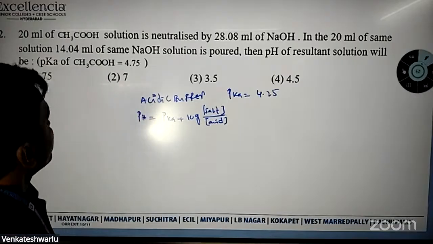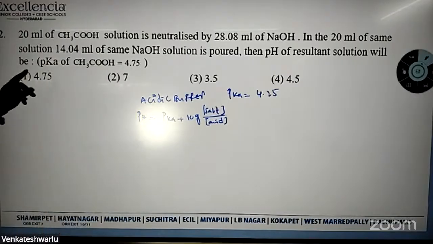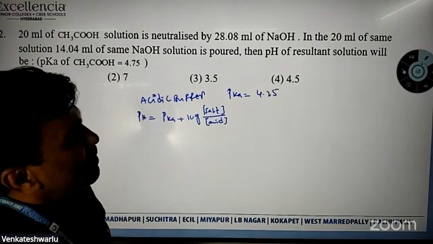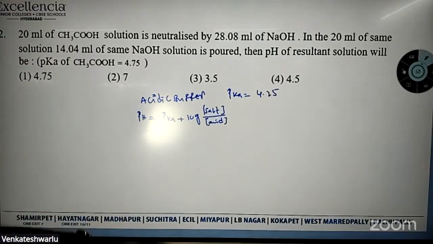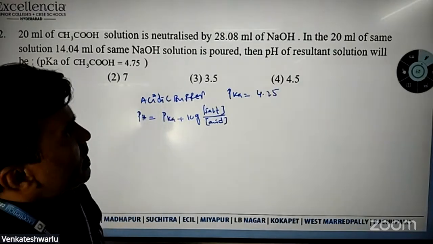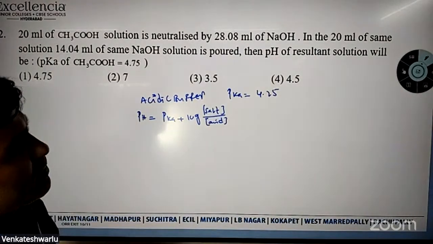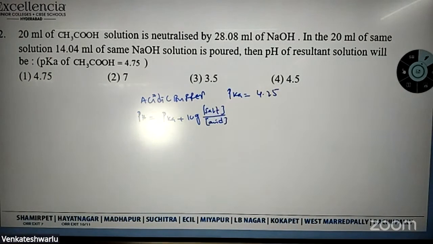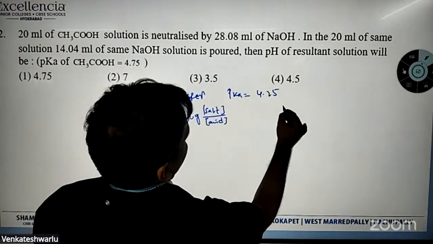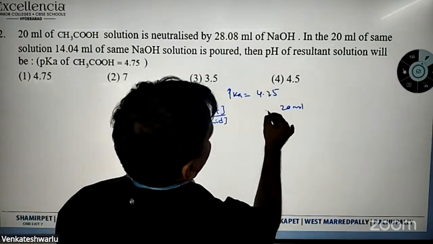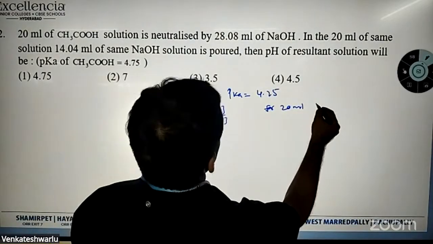See here, if you look at the data, 20 ml of acetic acid solution is neutralized by 28.08 ml of NaOH. For 20 ml of acetic acid, 28.08 ml of NaOH is required. That means it is completely neutralized. But in 20 ml of the same solution, 14.04 ml of the NaOH solution is poured, then find what the resultant solution will be. So simply here, we should understand, for 20 ml, how much volume of base is required here?